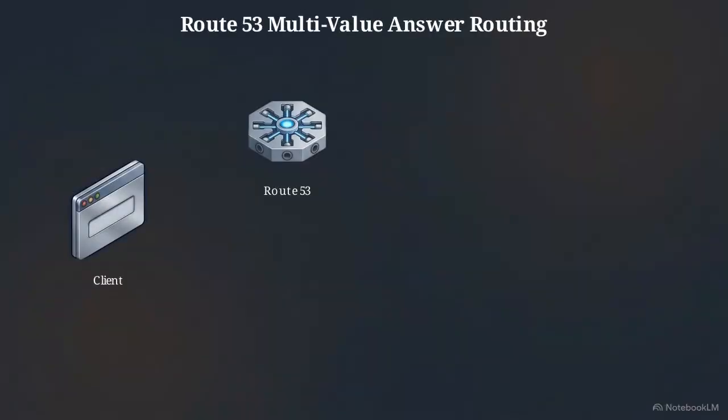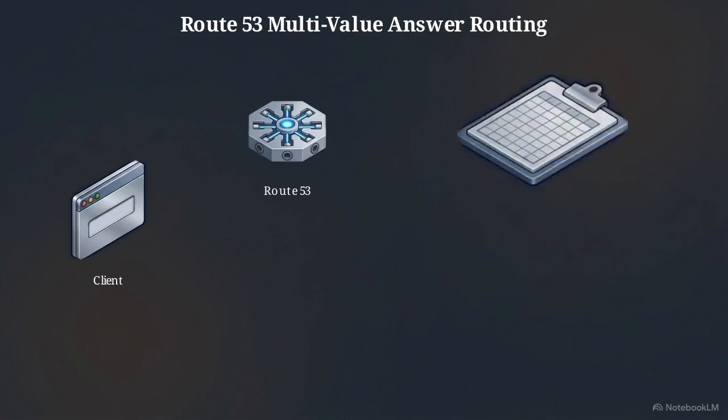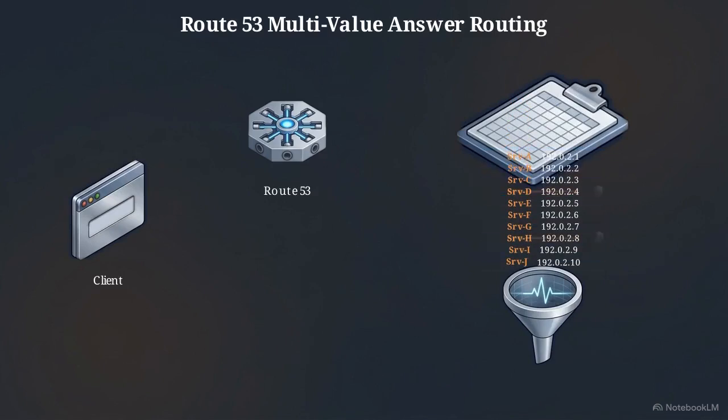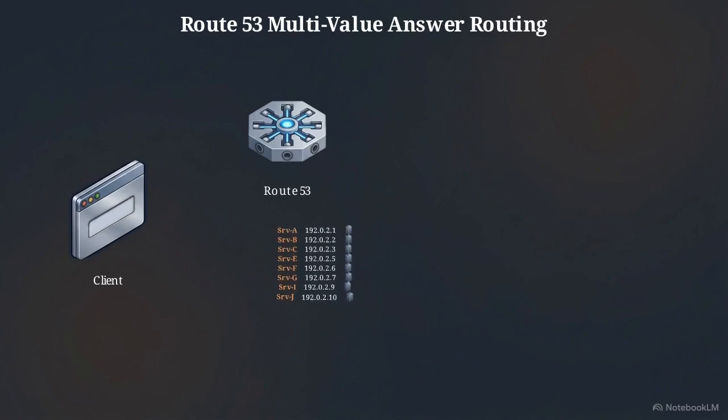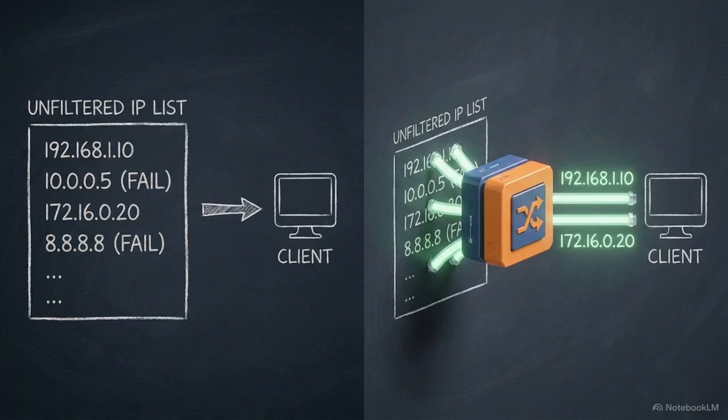Now look at Panel B, which illustrates multi-value answer routing. This policy distributes traffic across multiple independent public resources. An incoming query generates a raw list of IP addresses, but a visual filter scans their health status, removes the failing nodes, and outputs up to 8 healthy records. Contrast this behavior directly with the simple routing limitation we analyzed earlier.